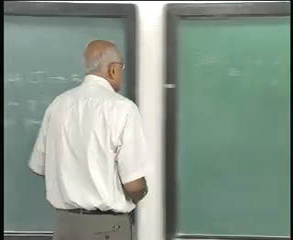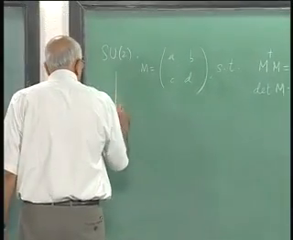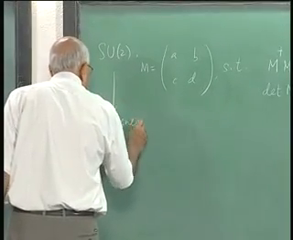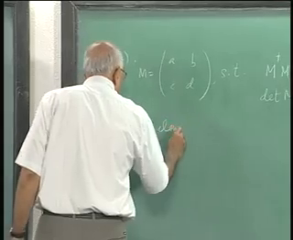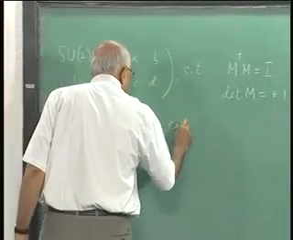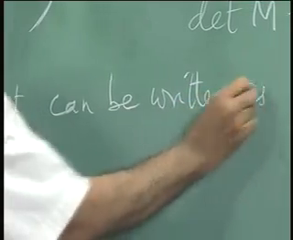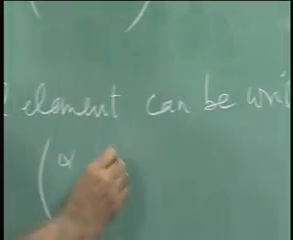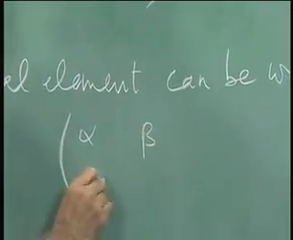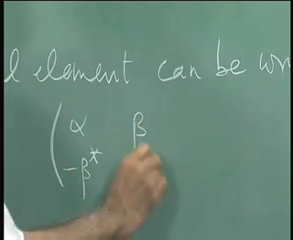I leave it as an exercise to you to show that the general element can be written as some matrix with entries alpha, beta, minus beta star, alpha star.